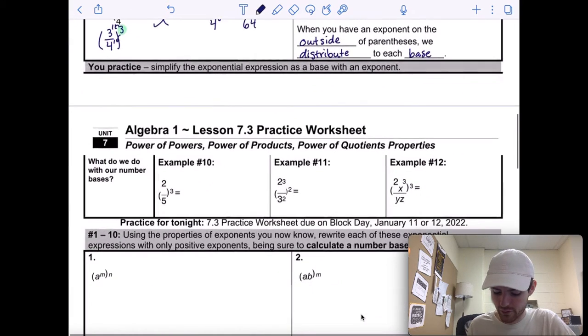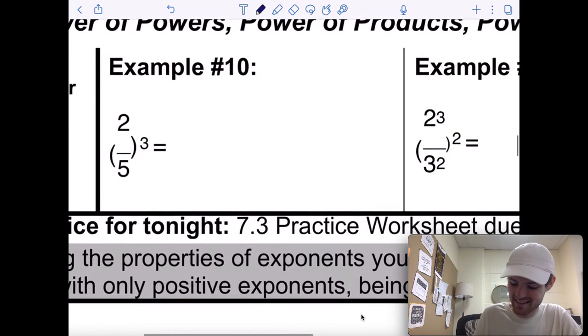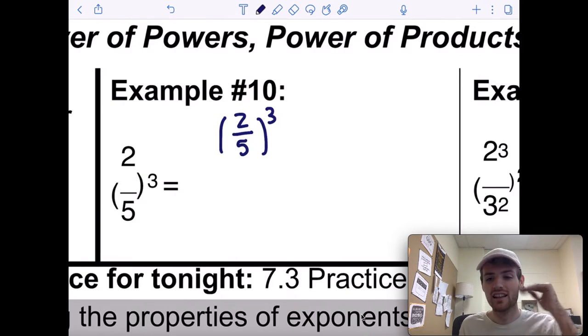Now we have 3 examples that we'll go through. I am laughing at how botched these notes got. This should still be on the top page.